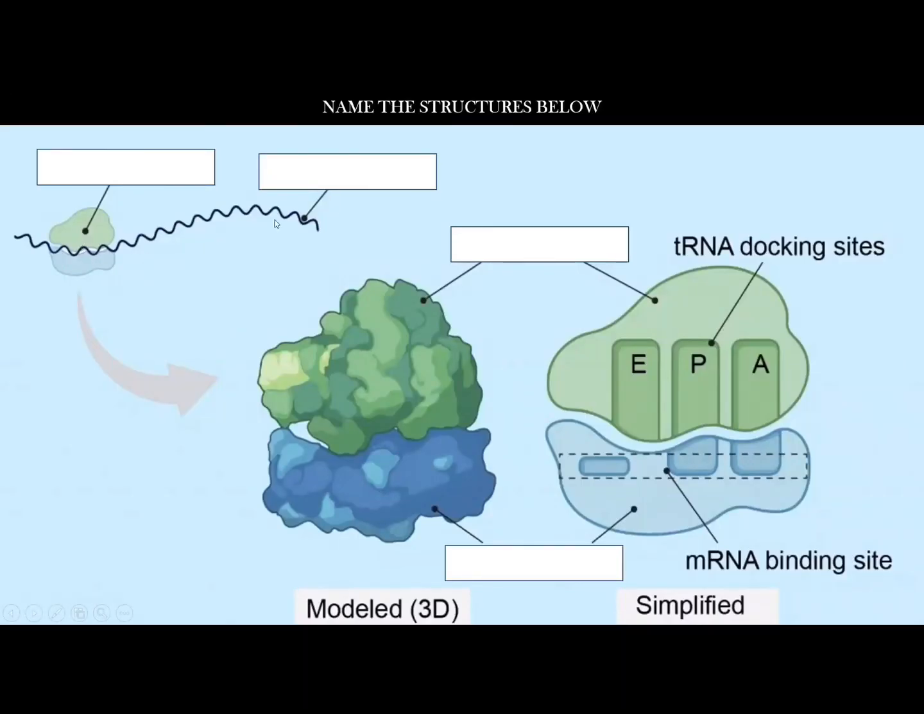Okay. So this is the ribosome. Okay, the large subunit of the ribosome. And then this single strand is the mRNA. And then this is the large subunit of the ribosome, and below it is the small subunit of the ribosome.